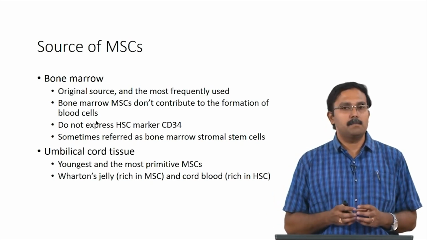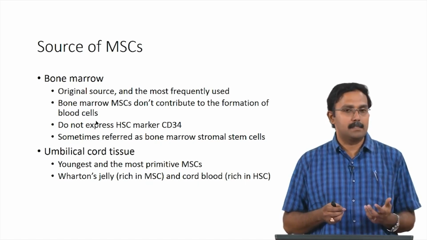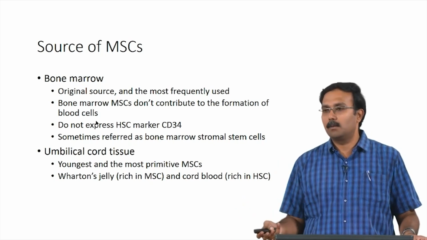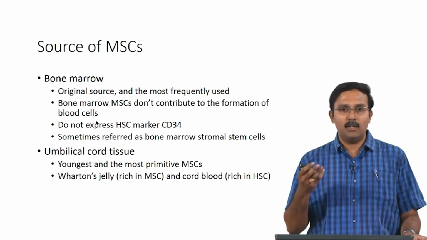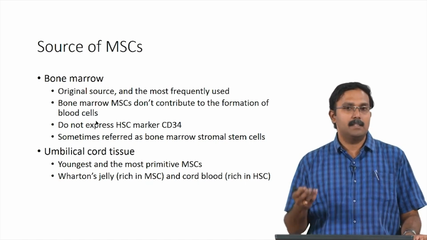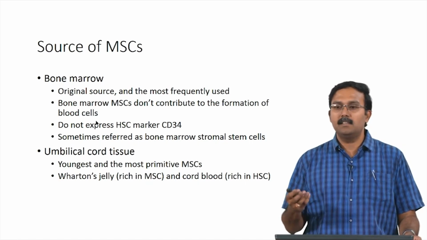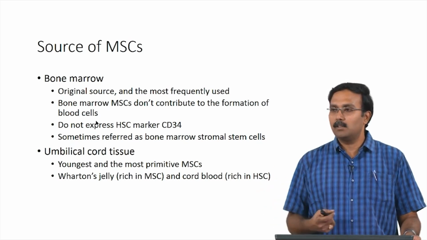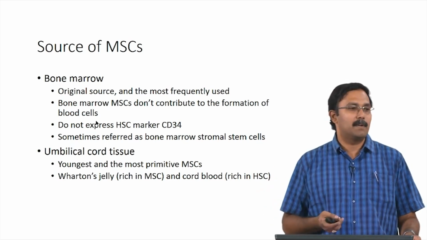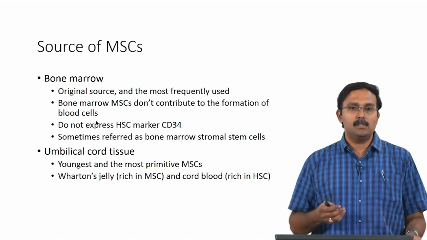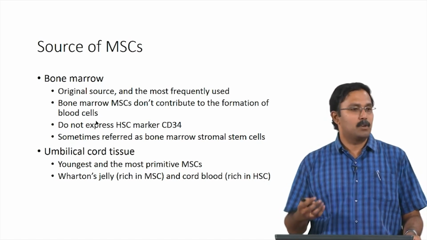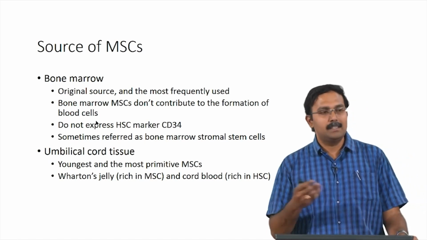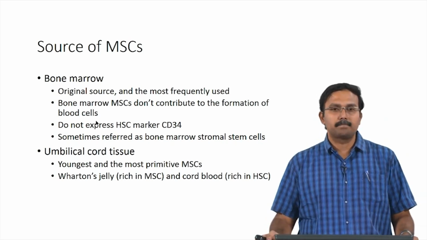Bone marrow mesenchymal stem cells do not contribute in the formation of blood cells, whereas hematopoietic stem cells are fully committed towards the formation of blood cells in your body. Because they are not involved in the formation of blood cells, they do not express the HSC marker CD34. So, that is actually used to identify whether the cells you have isolated is a mesenchymal stem cell or a hematopoietic stem cell. These are also referred to as bone marrow stromal stem cells, and these terms are used interchangeably in many cases.